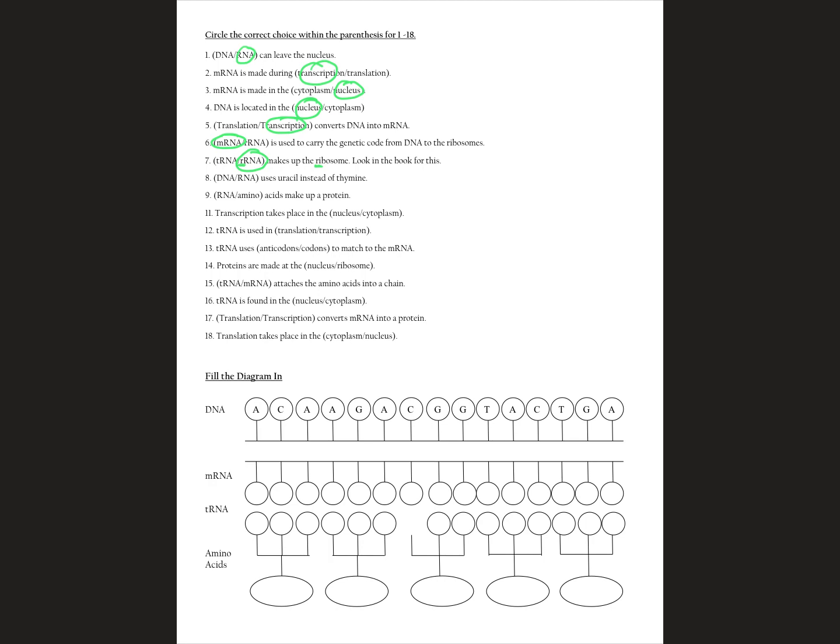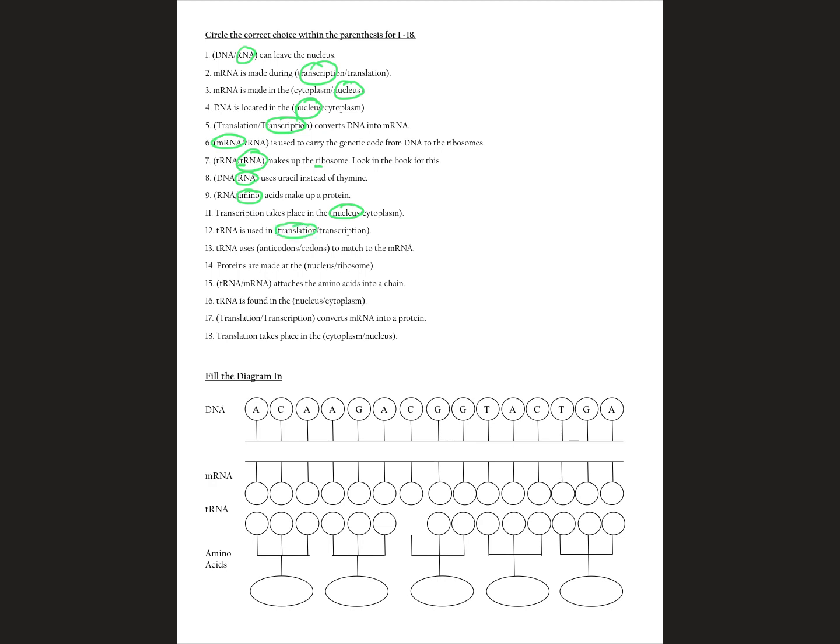DNA or RNA uses uracil instead of thymine. RNA. Blank, RNA or amino acids make up a protein. Amino acids. Transcription takes place in the nucleus. tRNA is used in translation.